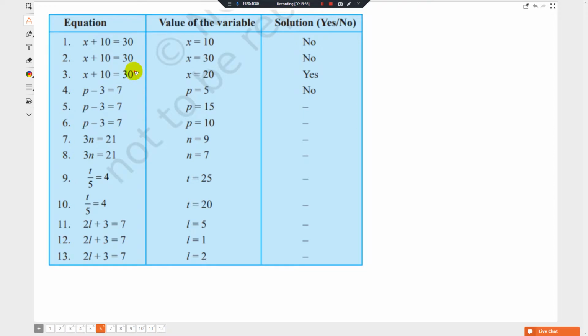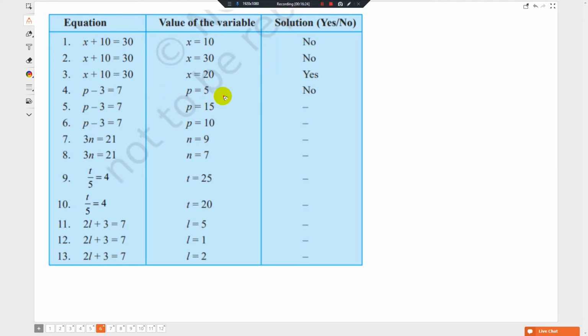So we'll see this table. x plus 10 is equal to 30, which is x is equal to 10? No, it's not. x is equal to 30? No. x is equal to 20? Yes. p minus 3 is equal to 7, p is equal to 5? No. p is equal to 15?